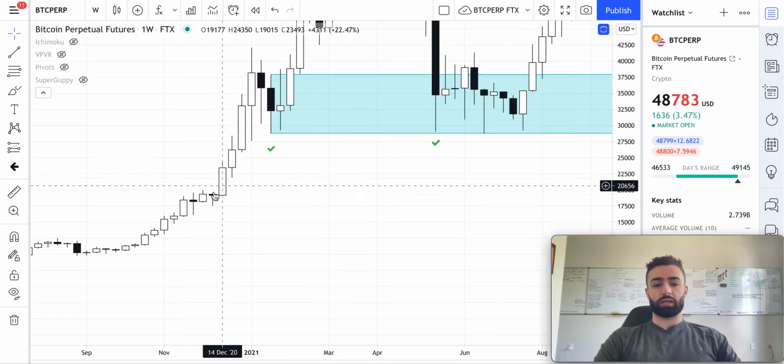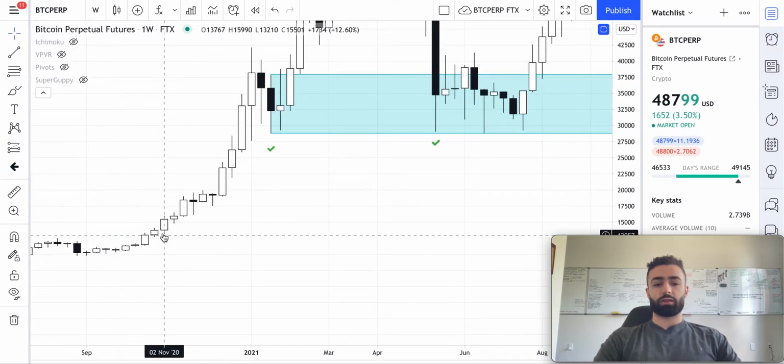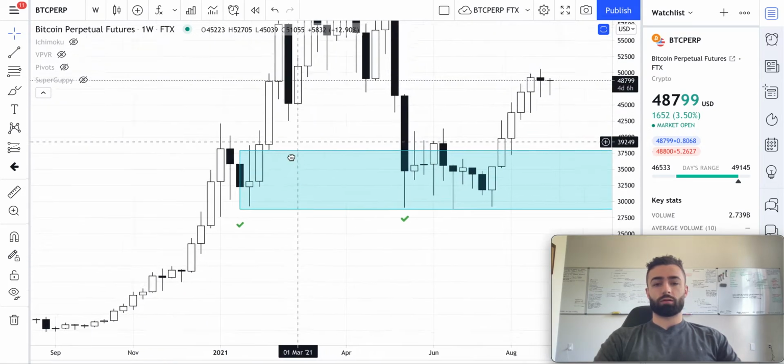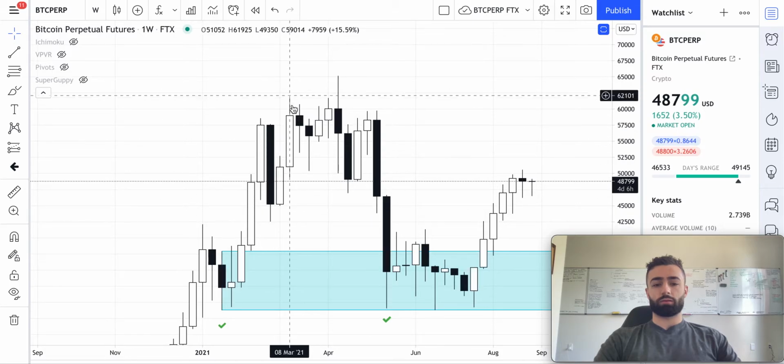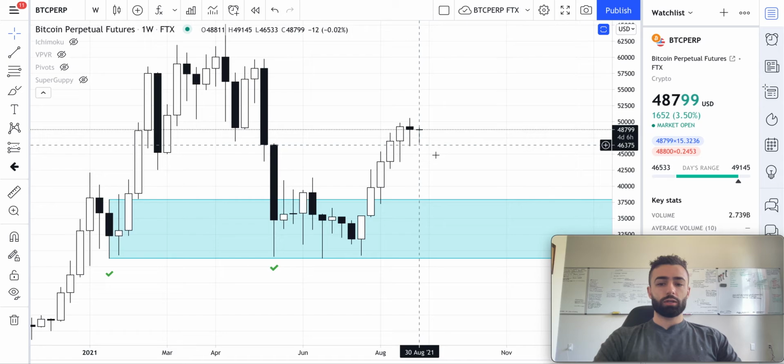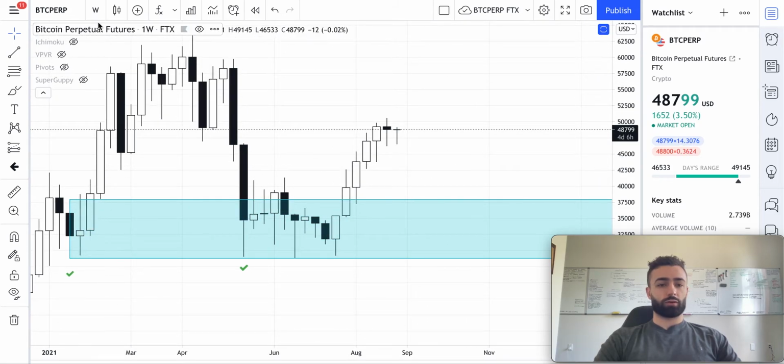Even when we were seeing this tremendous rise here, you can see we came down to form a higher low, we came down to form a higher low, and we continued the trend, higher low, until eventually we didn't make a higher low. So that's what I'm watching for on the weekly time frame.